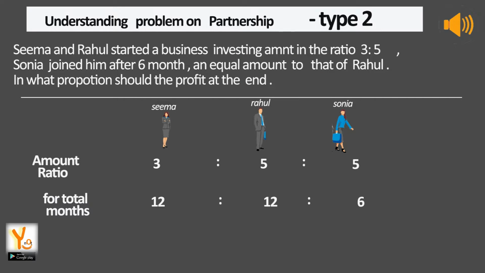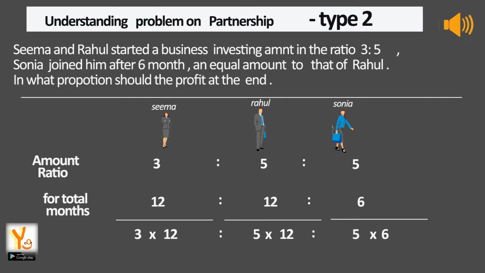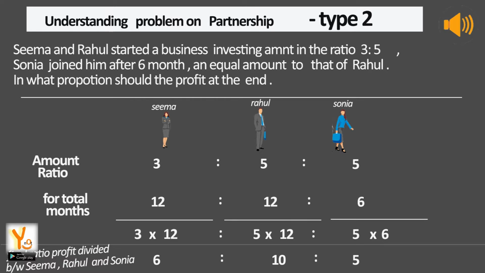As Sonia joined after 6 months, the ratio of monthly investment would be 12:12:6. The combined ratio would be 3 into 12 : 5 into 12 : 5 into 6. The final ratio of profit would be 6:10:5.